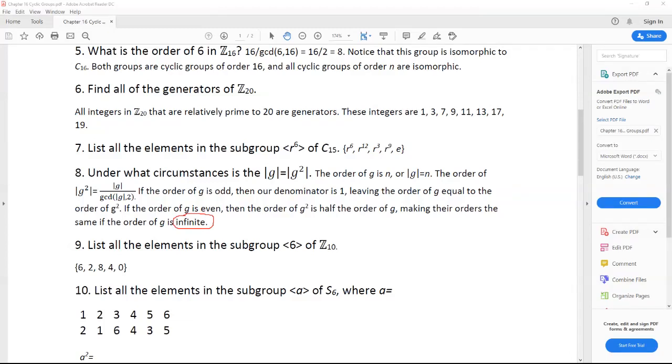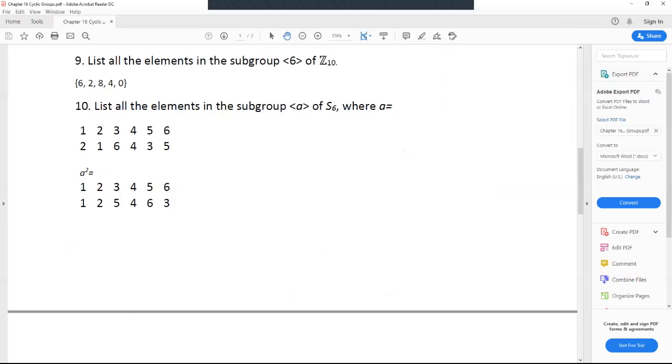Number 9 says to list all the elements in the subgroup generated by 6 of Z10. The elements starting with 6 would be 6, 2, 8, 4, and 0. And again, we get that by starting with 6, since that's the generator, and we just continue to add 6. 6 plus 6 is 2, 2 plus 6 is 8, 8 plus 6 is 4, and then finally, if you add 6 to 4, you get 10, which is equal to 0 in Z10.